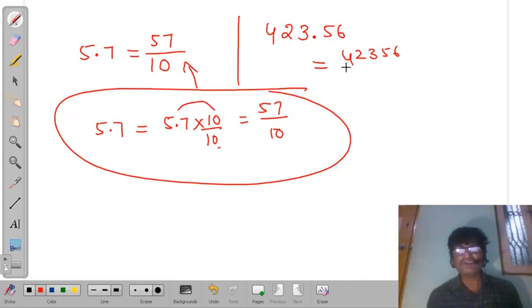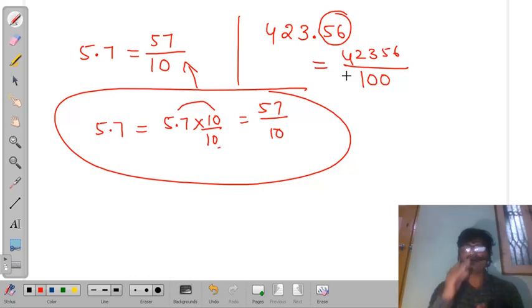42,356 divided by, you put 1 here. After the decimal point, how many digits do we have? We have 2 digits, so just simply put 2 zeros. Of course, we can cancel this one. That is the other thing, cancellation and writing in simplest form. But how to convert a decimal number into fraction form? Okay, this is how to do this one. Hope you understand this.